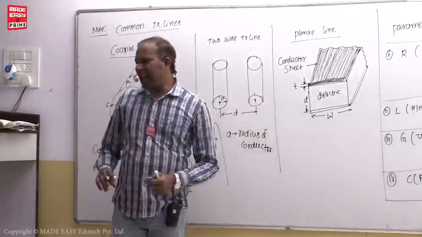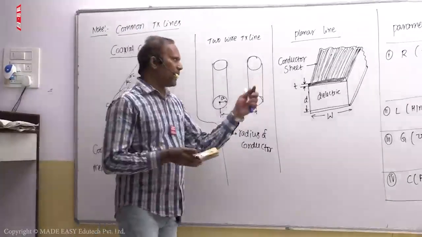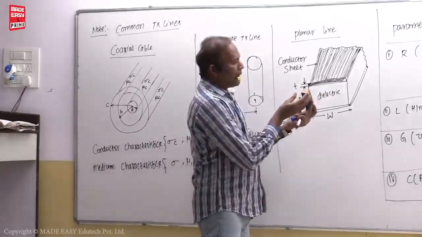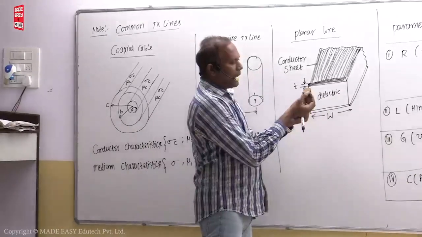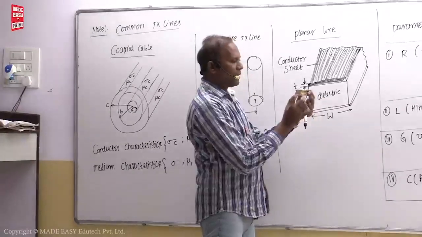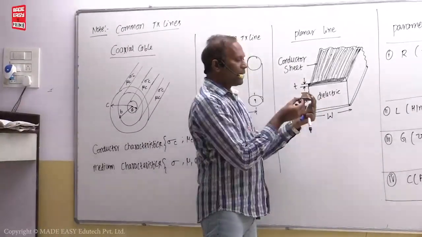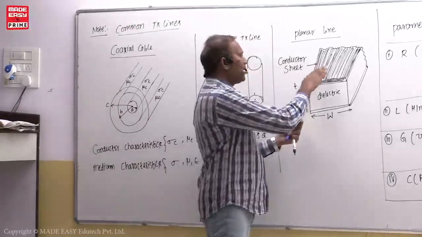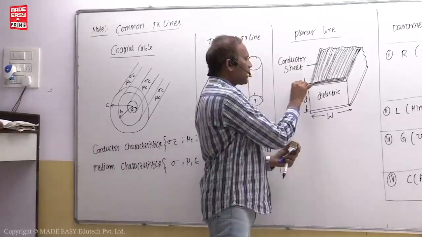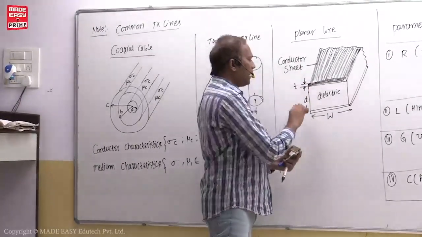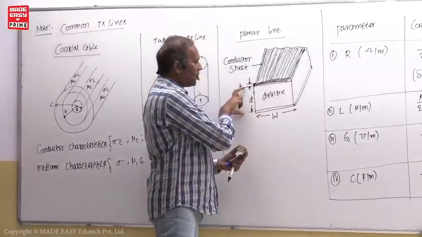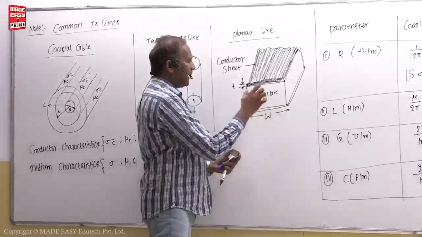Now what is the meaning of a planar line, or otherwise a planar transmission line? Here you take one dielectric like this, and on the bottom side, in place of a sponge, you take a conductor sheet. The top side is similar, one conductor sheet is there like this. What is the thickness of that conductor sheet? T. And this dielectric is there here, of height D and width W.